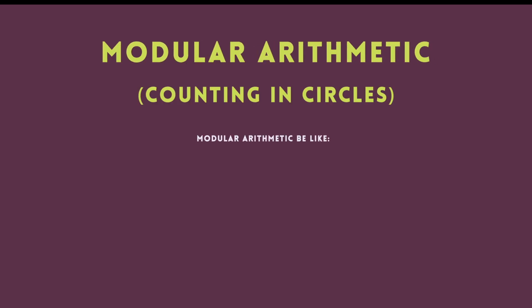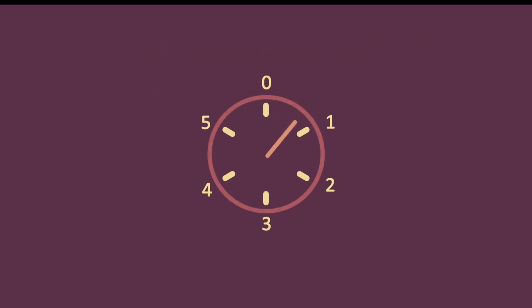Modular arithmetic is like counting in circles. Imagine a circle with numbers 0 through 5. This is known as a circle of mod 6. Now counting a total of 8 through the circle gives 8 mod 6, which is 2. Similarly, 10 mod 6 is 4.